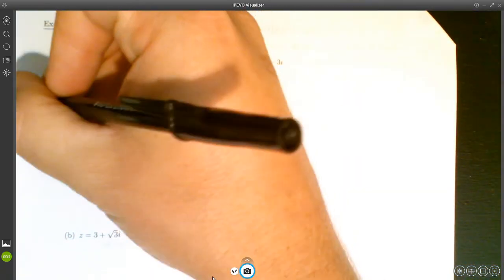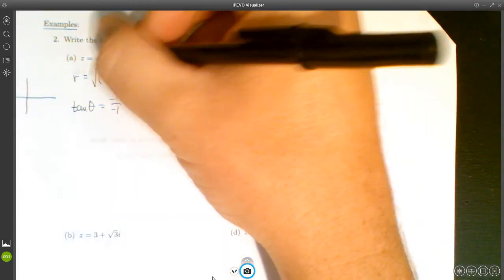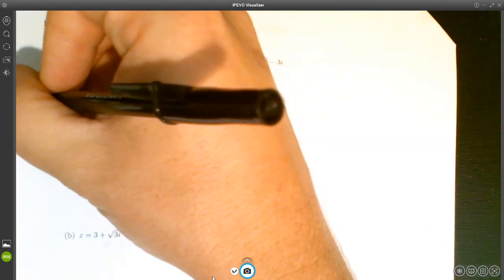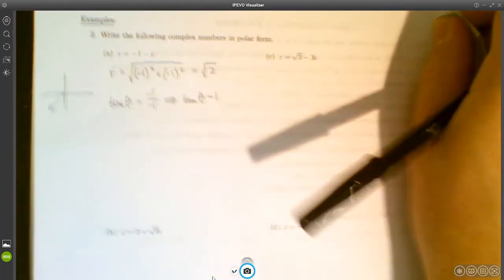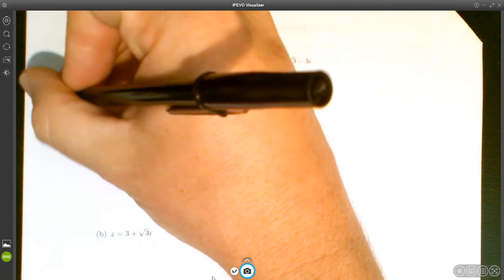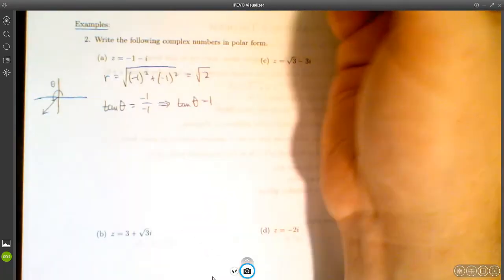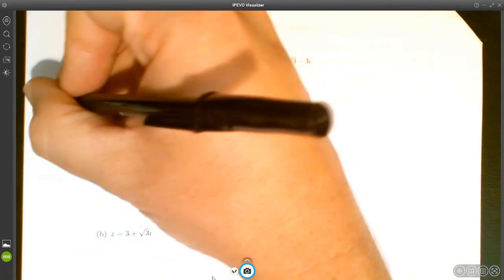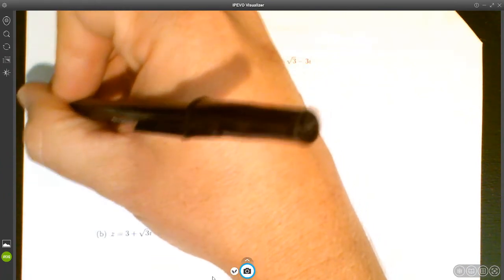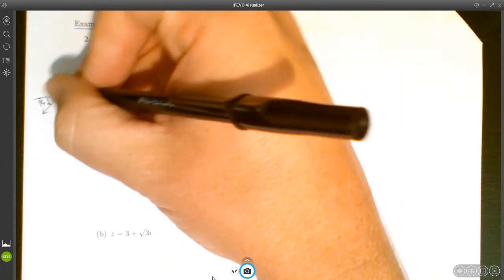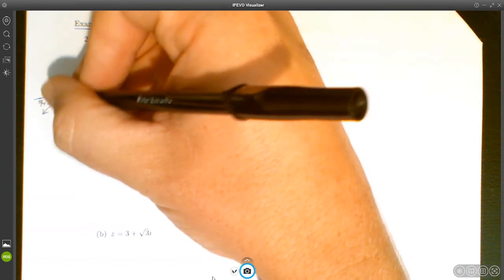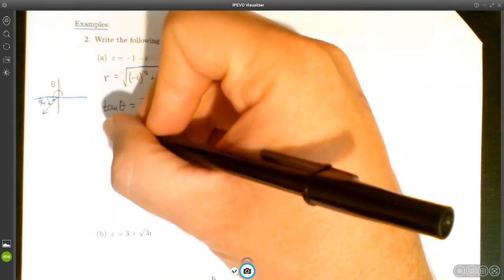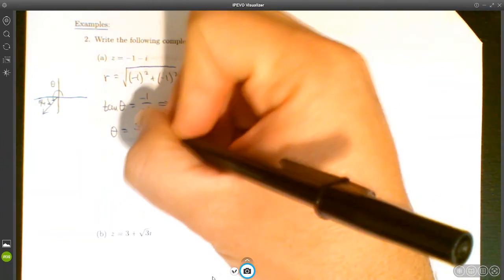Because look, theta can't be pi over 4. Pi over 4 would put you in quadrant 1. But we're at -1 minus i. We're in quadrant 3, not quadrant 1. So obviously theta is not pi over 4. It should have a reference angle of pi over 4 though. So this angle right here is pi over 4. So that means that this angle is pi plus pi over 4, 4 pi over 4 plus pi over 4, so it's 5 pi over 4, right? So theta is really 5 pi over 4.